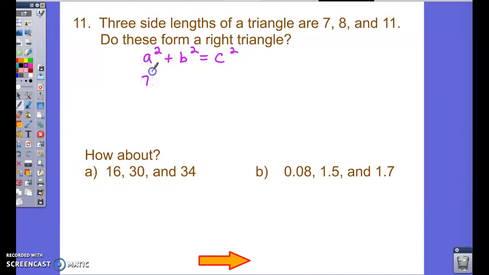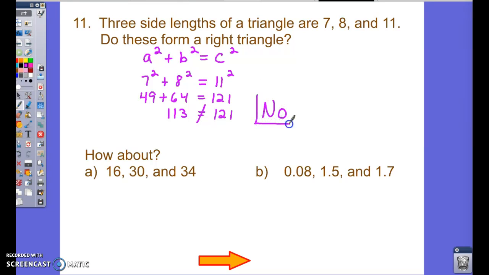So let's go ahead and see. We know the hypotenuse would always be the longest side, so that means the 7 and the 8 would have to be your legs in this situation if it were to be a right triangle. So I substitute those values in, and I put 11 in for the hypotenuse. I do some calculations here, and for the left-hand side of the equation, I get 113. The right-hand side, I get 121. So I'm going to put a slash through that equal sign because those are obviously not equal values. What this tells me is that no, this is not a right triangle, because if it were, the left side would have to equal the right side when using the Pythagorean theorem.